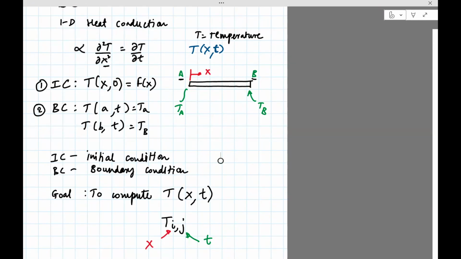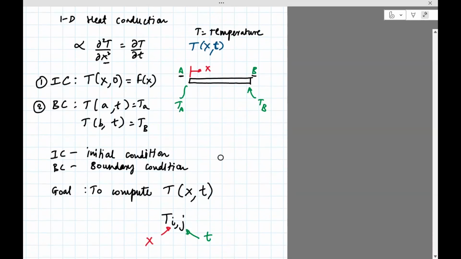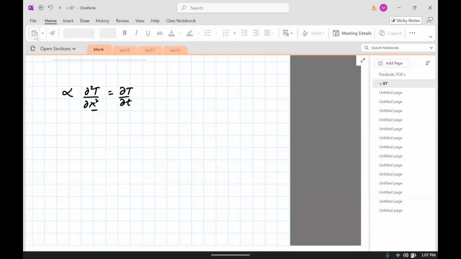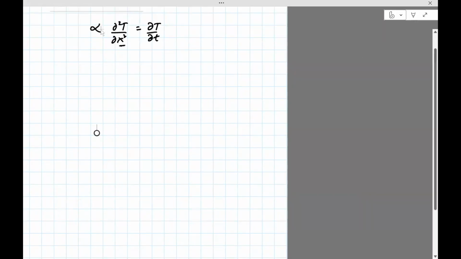So one way of doing that is to discretize the equation. This is going way back to the first thing we did in this course, which is, if you're given a differential equation, can you approximate it using a finite difference? So let's take the equation, paste it here, and then I'm going to discretize it. And this is where you will use some of the things you learned in that particular section. So finite difference.